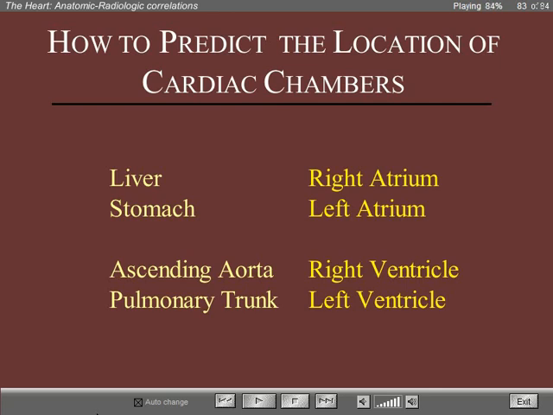When the liver is in the midline or any other of the abdominal structures are in the midline, then it is not possible to predict the anatomic position or the type of atria that we're dealing with.